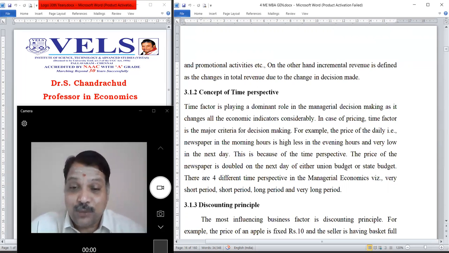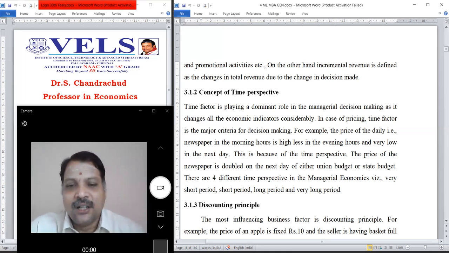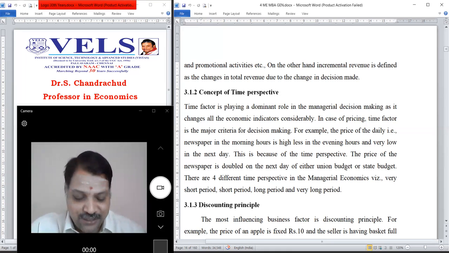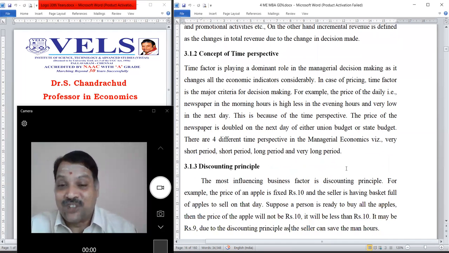The price of the newspaper is doubled on the day after either the union budget or the state budget, because people want to know more, so they will demand more. That is why the next day's daily after the union budget or state budget will be very high. There are 4 different types of factors based on the time perspective: very short period, short period, long period, and very long period. So we divide the time perspective into 4 categories. This is the second basic element of managerial economics.